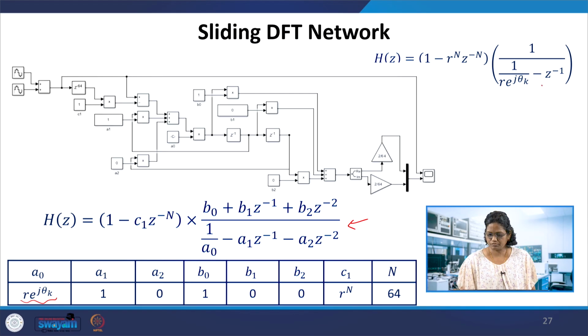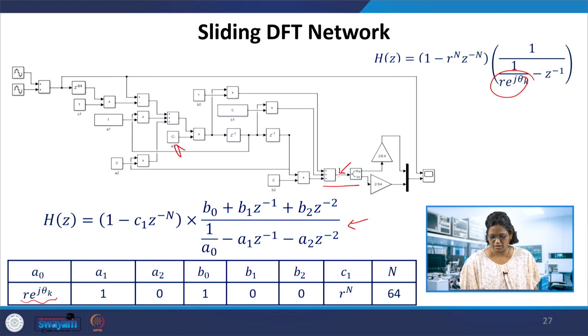So here we see the pole A naught coefficient which has this R e power j theta k. R is taken as 1 here anyway, but R can be slightly less than 1, like 0.998, so that the poles and the zeros can be pushed inside the unit circle. So this is the transfer function of the SDFT network which we had done already, and the real and imaginary parts need to be separated here because we get these coefficients complex. So the output, the addition of this network here, y of n would be complex.